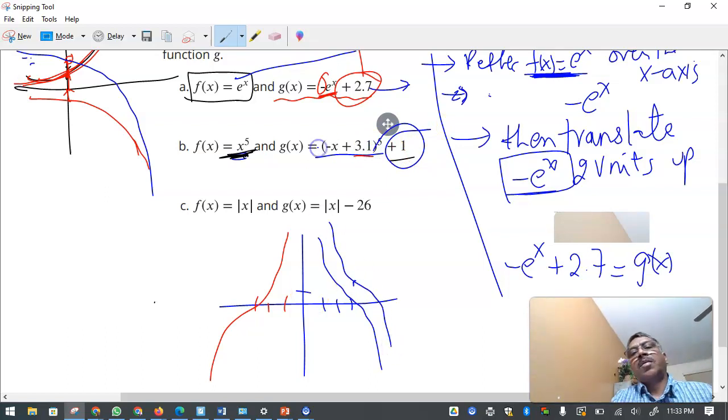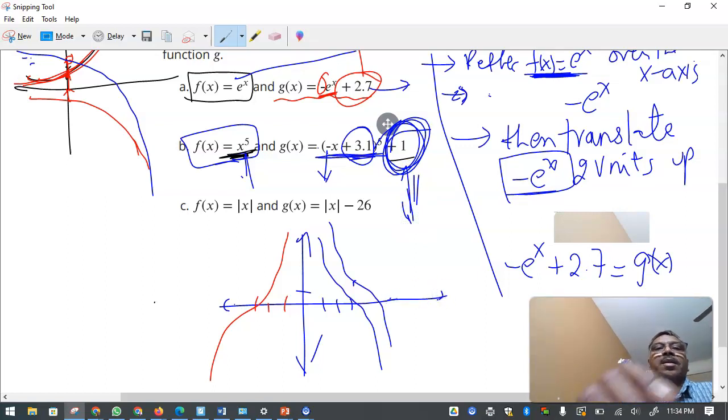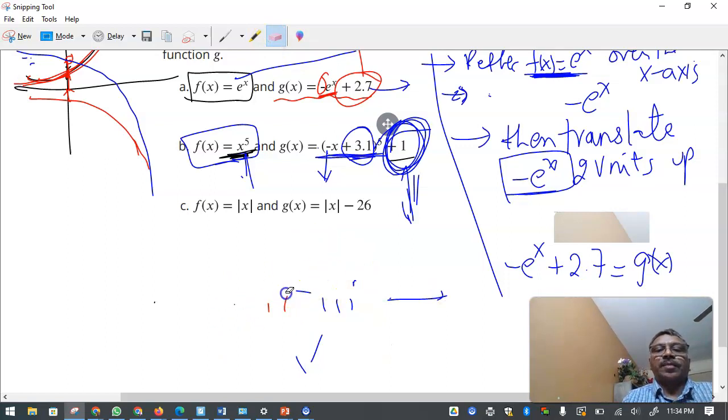So you need to describe this function. First, shift 3.1 units to the left, then reflect over the y-axis because of minus x, and this number by itself means you translate it 1 unit up, or it gets shifted 1 unit up. The next one is the C question.